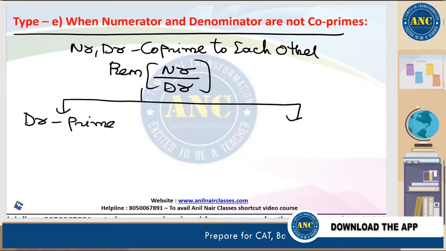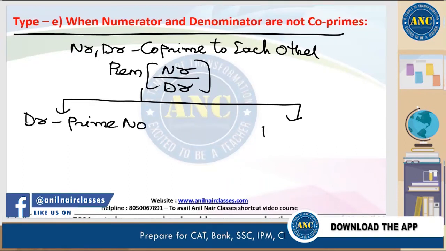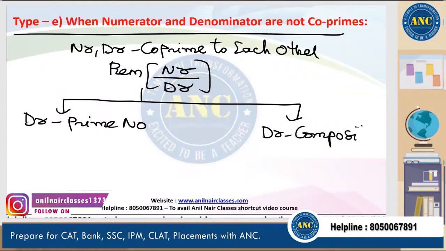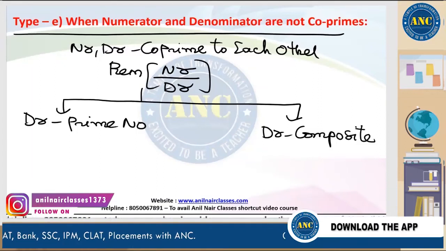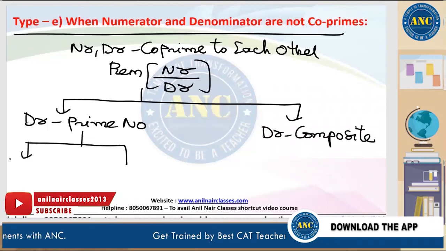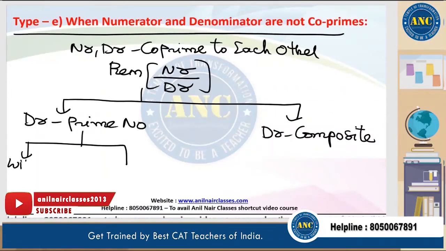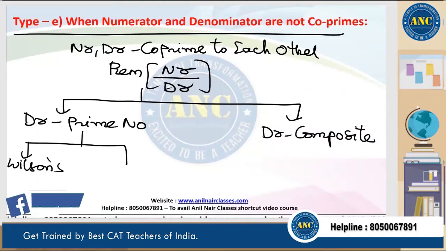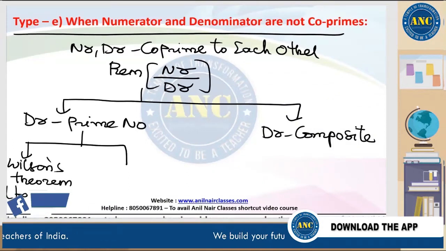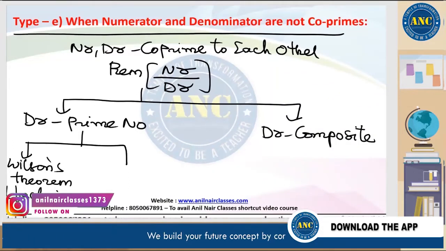Denominator prime number, denominator composite number, denominator prime number and denominator composite number. In prime number, use Wilson's theorem for factorial problems.